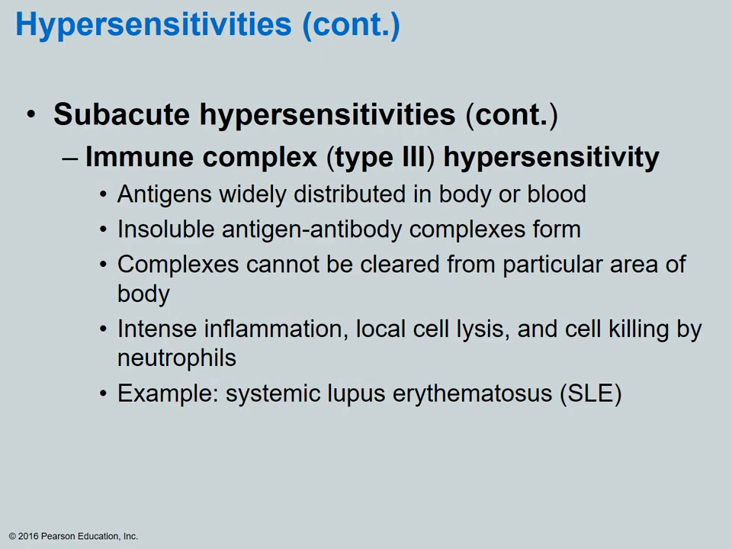Type 3 hypersensitivity is immune complex. An example of this is where the antigen is distributed widely throughout the blood or in the body. You form these antigen-antibody complexes that are insoluble. They cannot be cleared from the particular area of the body where they form. You end up with intense inflammation. An example of this would be systemic lupus, which is a type of lupus.